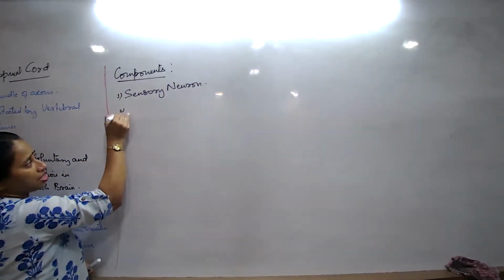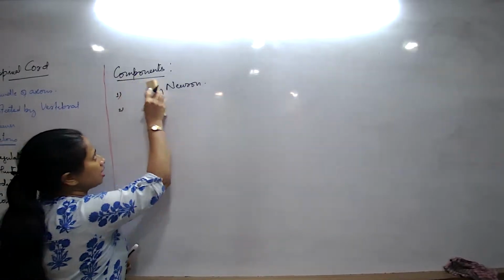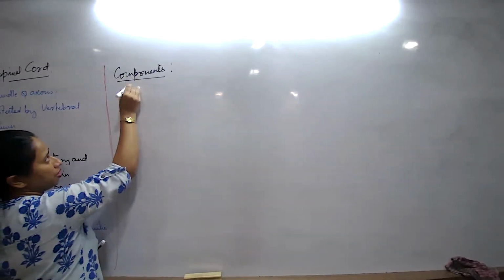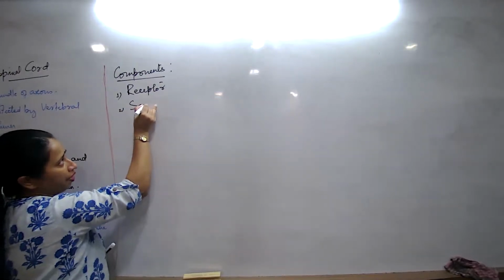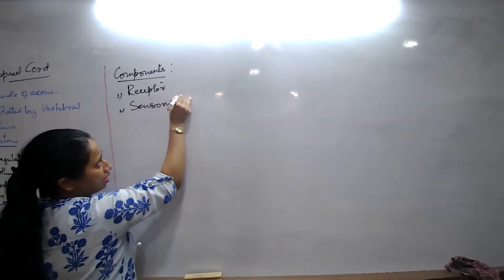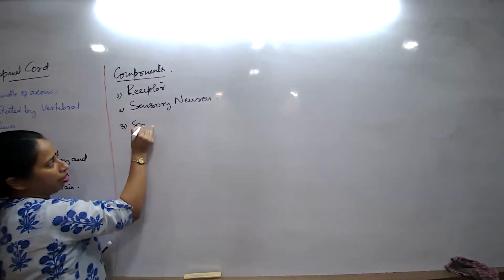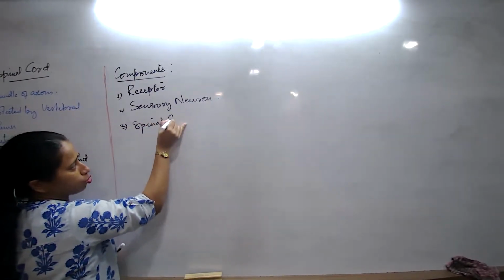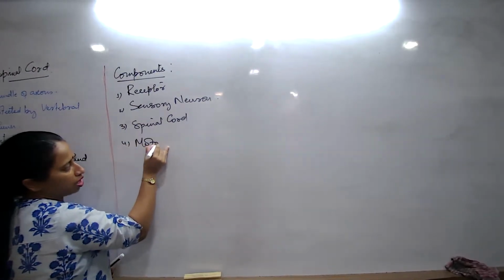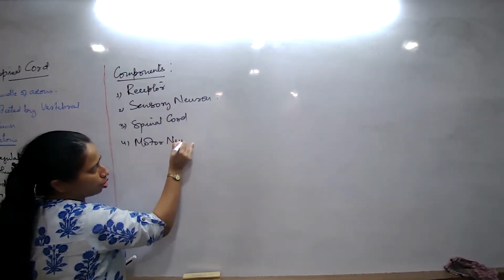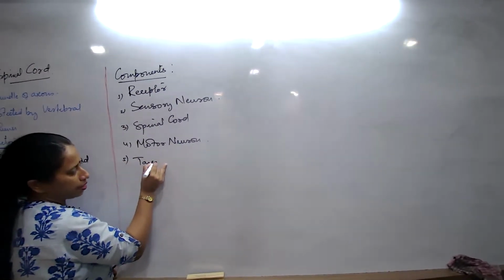Number one is a sensory neuron. Number two, I start with a receptor. Components of a reflex action: a receptor should be there, then a sensory neuron should be there. Then we are talking about the third component, that is the spinal cord itself. And then we are talking about the motor neuron. And this motor neuron will be followed by a target gland.